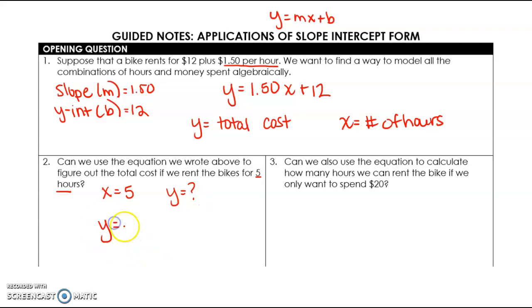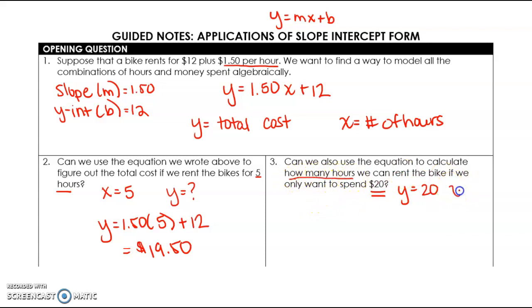So if I put that into my equation, 1.50 times 5 plus the $12 it's going to cost us regardless, and it's going to cost us $19.50. Now, what if I said, hey, I only have $20 to spend? That means I'm restricting my total cost to be $20, but I want to know how many hours it's going to cost us. So I can plug in 20 for y in my equation.